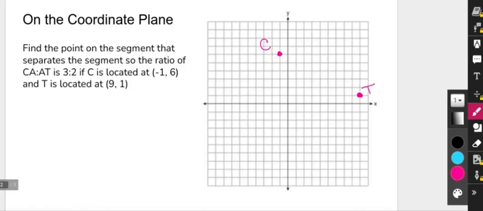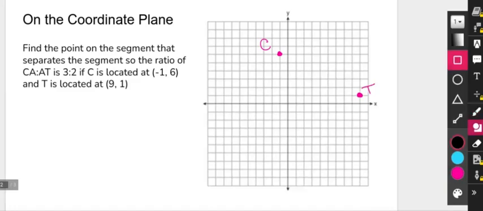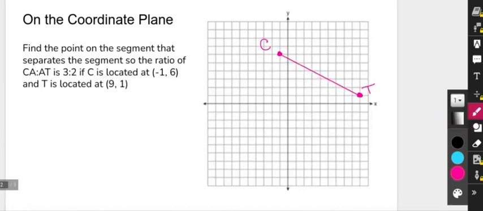Now what I'm going to do is look at my graph and connect my 2 points. I'm going to use a straight line to connect C to T. And it helps to be very precise with this, so make sure you're using a ruler.